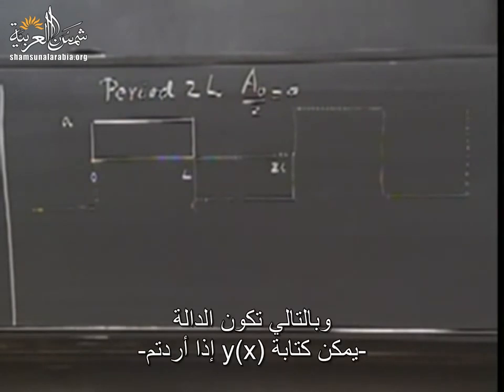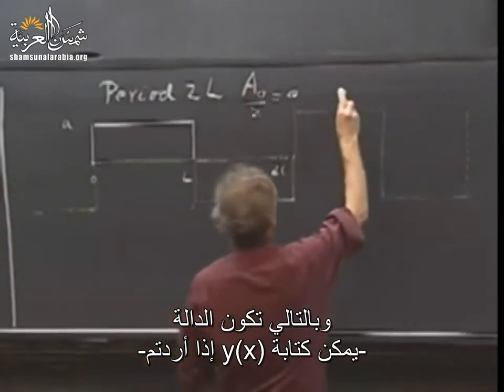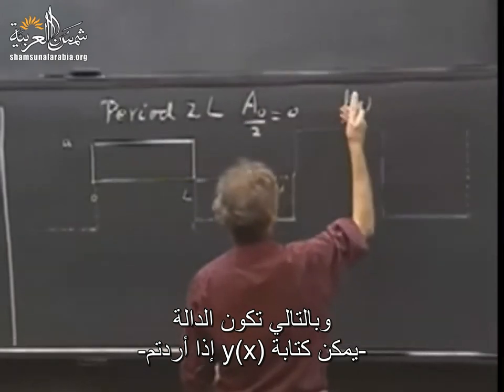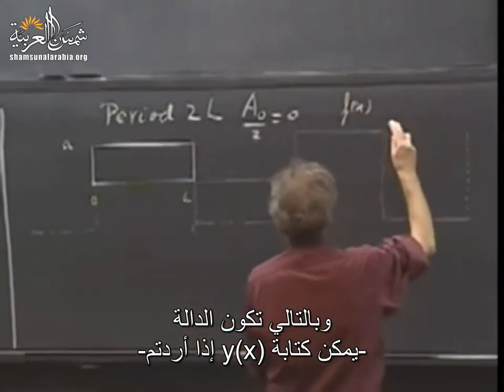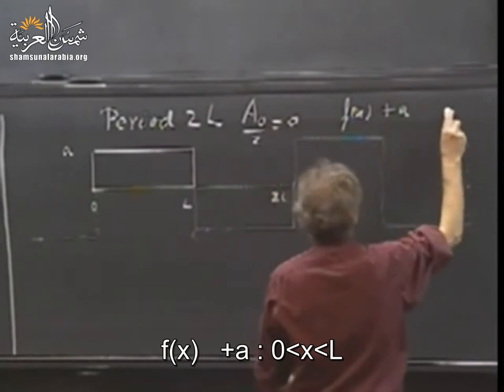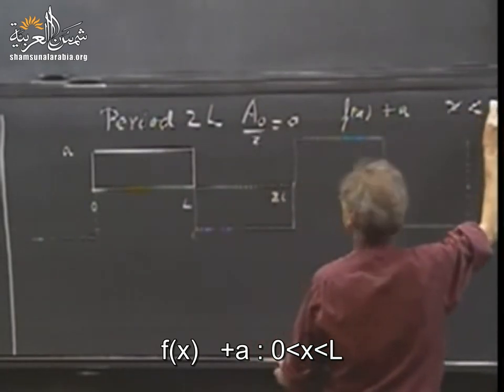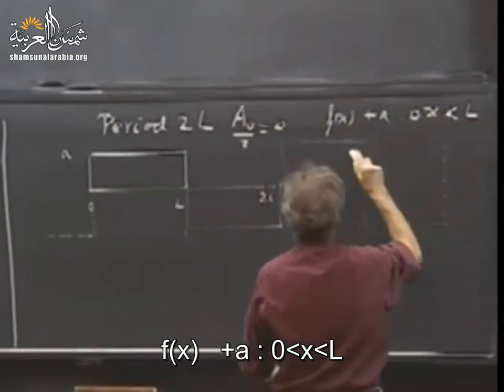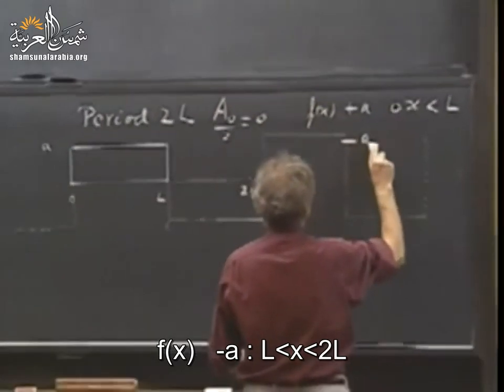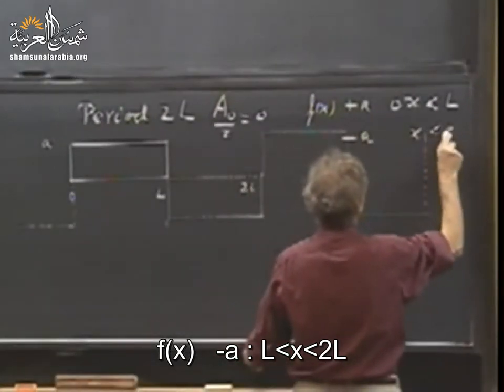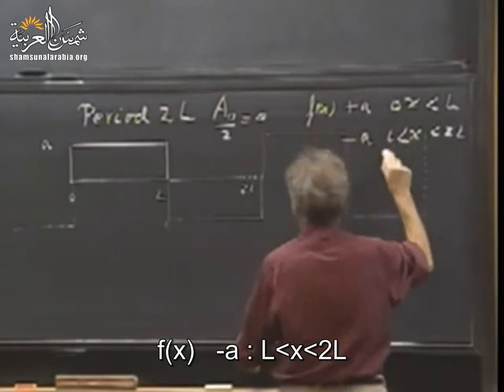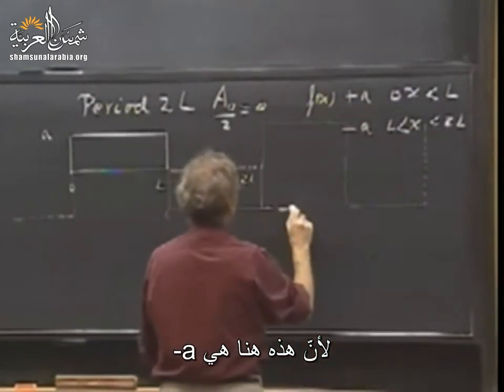And so my function now, my function of x, you can write down y of x if you want to, is plus A for x being between 0 and L, and it is minus A for x between L and 2L, because this here is minus A.